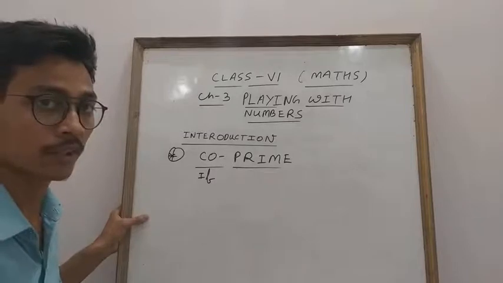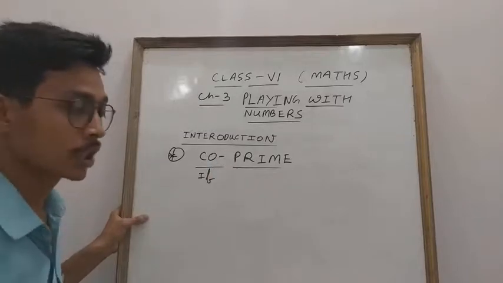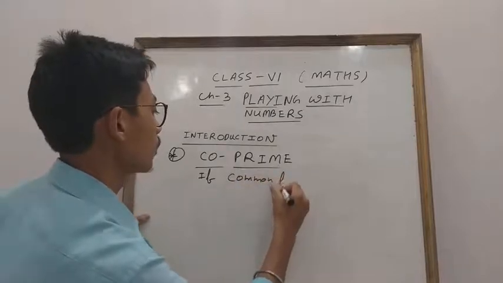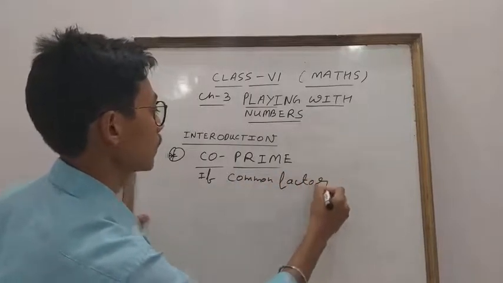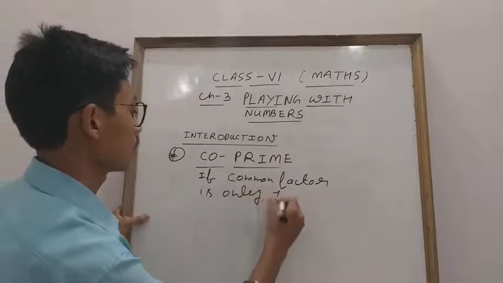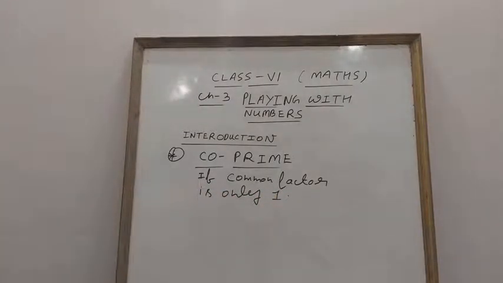Just if two numbers are given. Clear everyone? If the common factor is only 1, then we can say that the numbers are co-prime. How will we understand this?